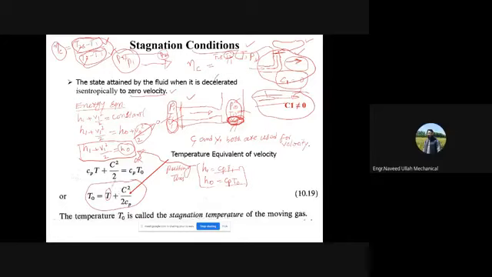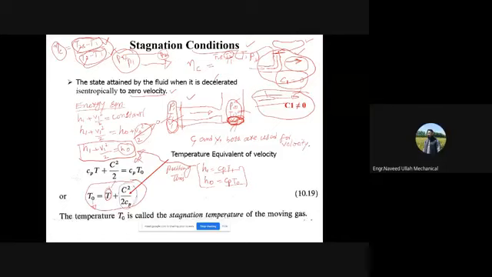This is the static temperature. This is stagnation temperature, right? T naught, or T0, is used for stagnation temperature. T naught is what our thermocouple is measuring, and it is equal to static temperature plus this term.